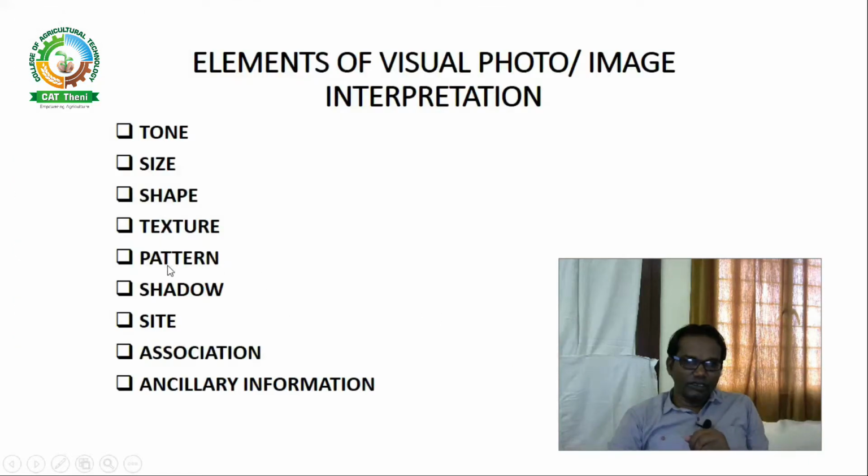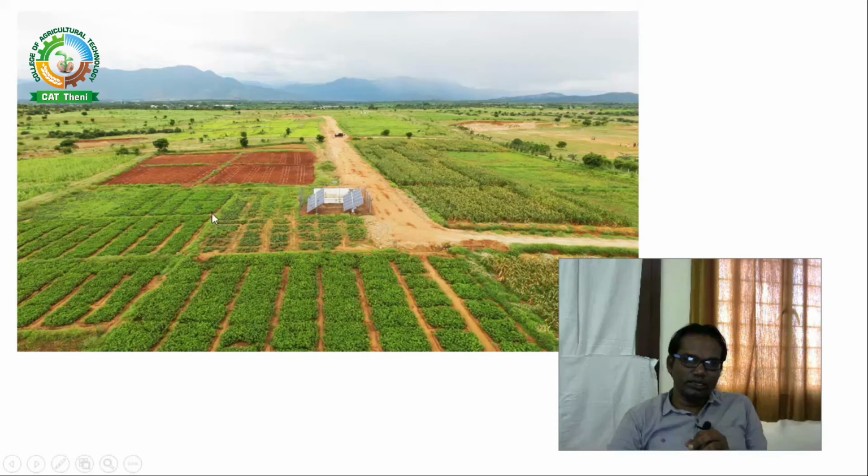Then the next element is pattern. Pattern is the spatial arrangement of the objects in an image. Now that can also be explained by the photograph. Have you seen the spatial arrangement? Here you can see the crop, then some gap, then after that cropping is done, then here a unit is there, then here the plowed land, here a tree, here a tree is appearing.